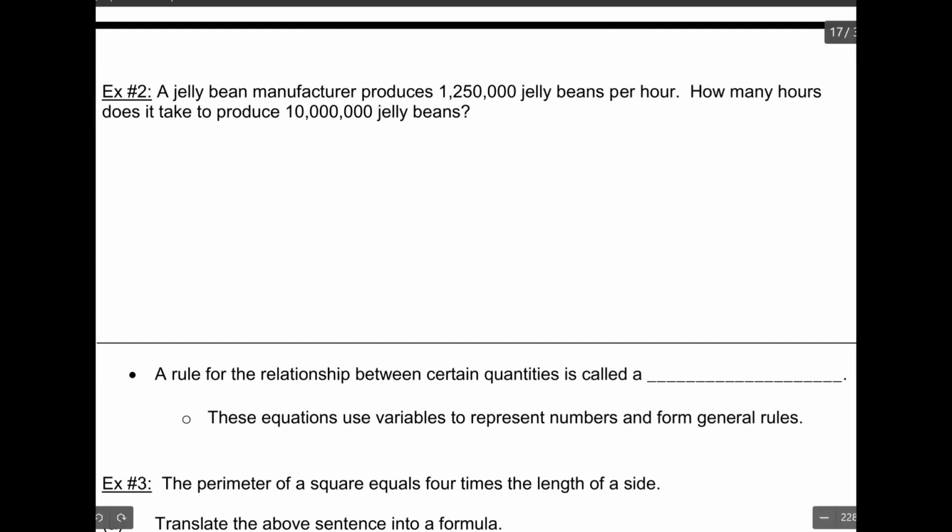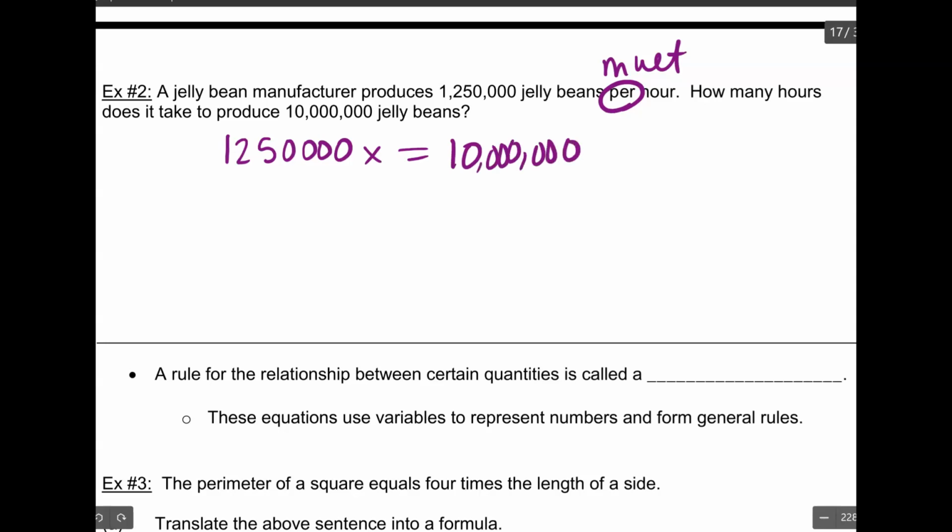Okay, so per hour means multiply. So what I want to do is I'm going to take 1,250,000 times x, because x is the number of hours. And I want to solve for x. How many hours does it take in order to reach 10 million jelly beans?